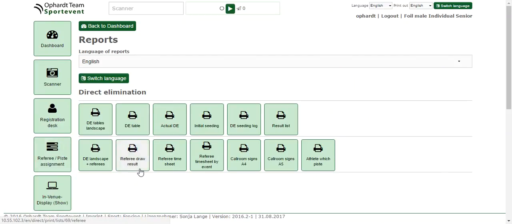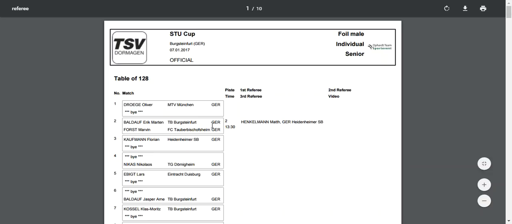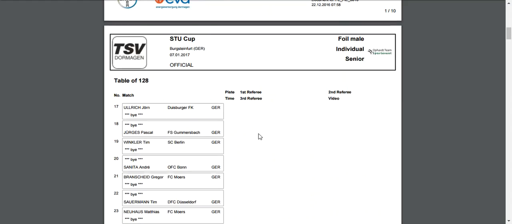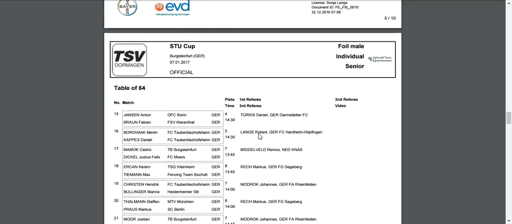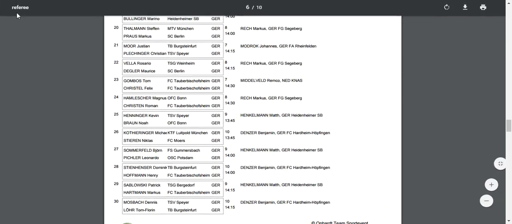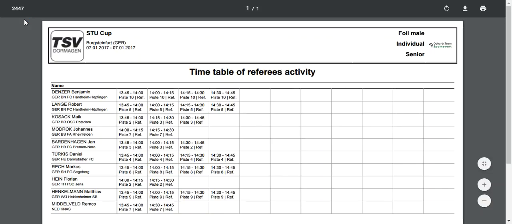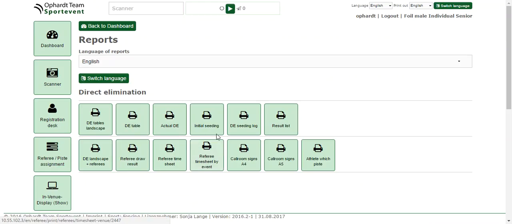We do have referees draw results. This print you also have under draw, but there for the referee delegate commission member in the draw you only have the actual one, and here you have the complete one, so you can see which referee was drawn also for 128, and afterwards table of 64. Then we have referee timesheet, referee's activity by competition and also by event, so by tournament.